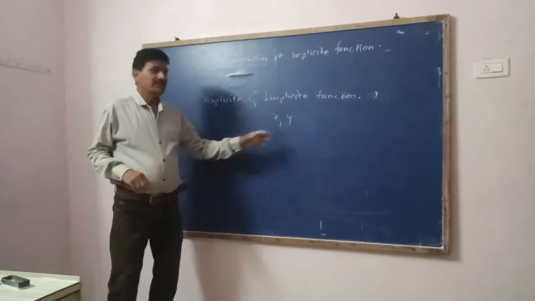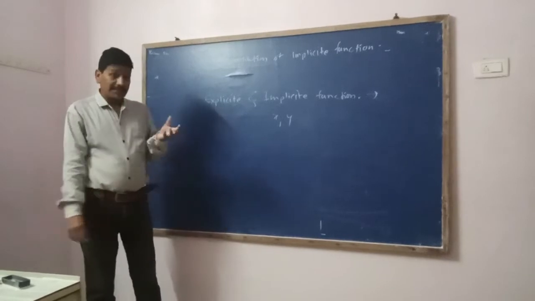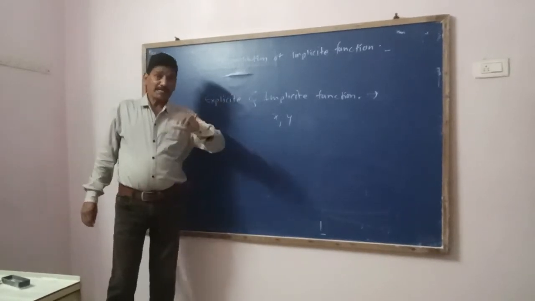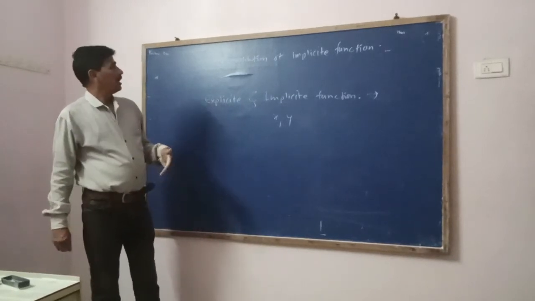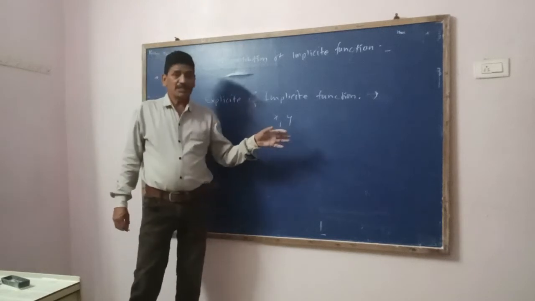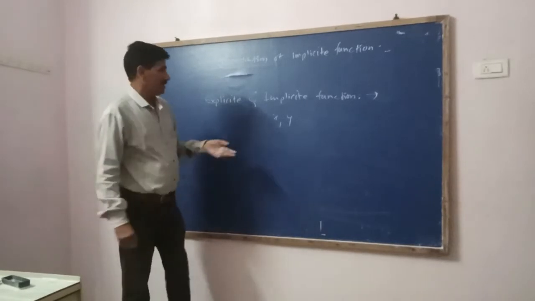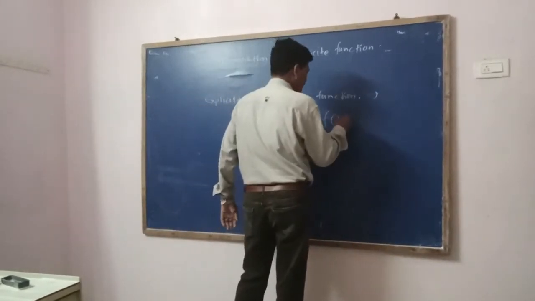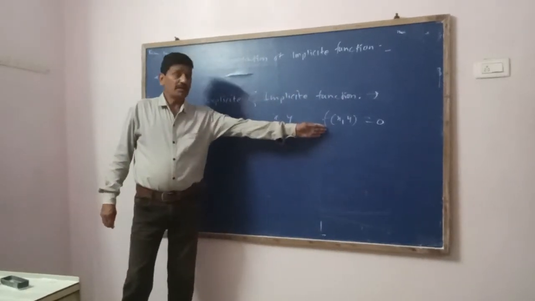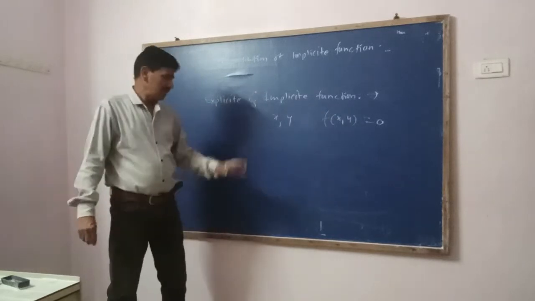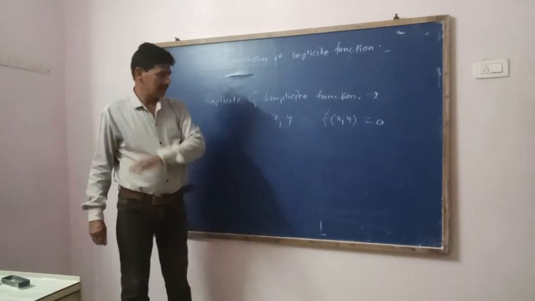We are given an equation involving both x and y. But in that equation, we cannot express y in terms of x or x in terms of y. In such a case, we say that the function is an implicit function of x or an implicit function of y. Such a function can be written as f of x, y is equal to 0. This is an implicit function of x or y, because in such a case x is not expressed in y or y is not expressed in x.